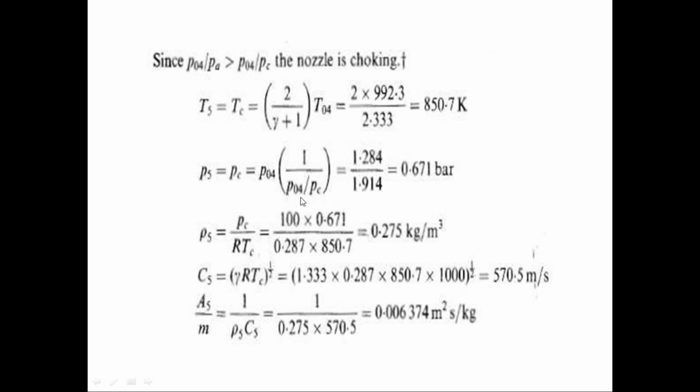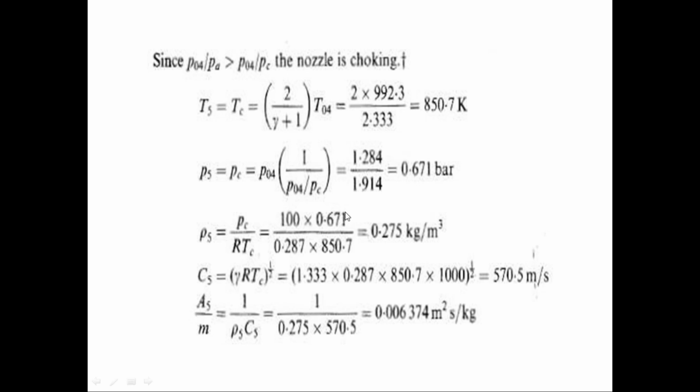So P4 by Pc is already known, which is 1.914, and P04 is 1.284. So P5 will come out to be 0.671 bar. Similarly, you can find out the value of rho 5, which is equal to rho c. Rho c is equal to Pc by RTc. R is 0.287, Pc is 0.671.